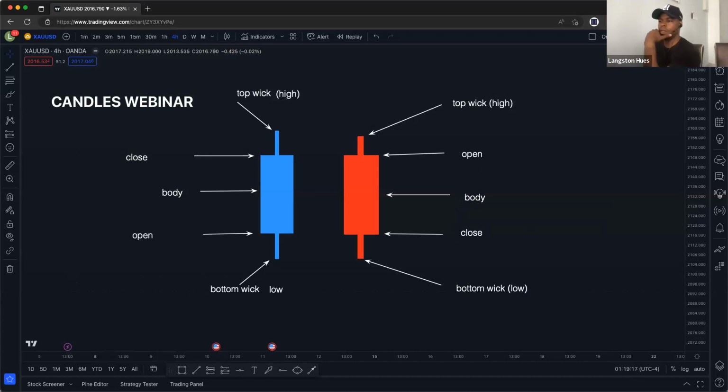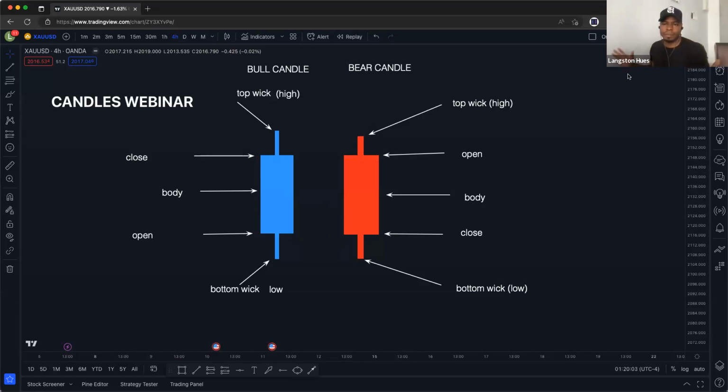So when we look at this here, you might say this candle to the left has an open that's at the bottom and a close that's at the top, whereas this candle to the right has an open that's at the top and a close that's at the bottom. So what does that actually mean? Well, if we have an open at the bottom and a close at the top, that means that this is a bull candle. And if we have an open that's at the top with a close at the bottom, that means that this is a bear candle.